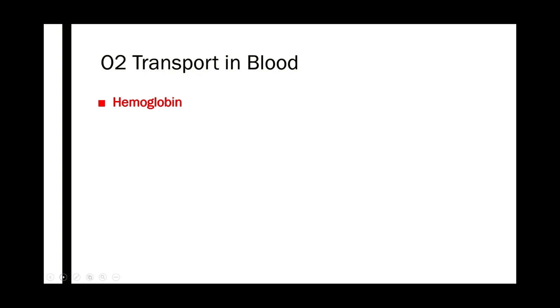Okay, so oxygen is transported in the blood, should be no surprise to everybody, as hemoglobin. Remember, there's hemoglobin F that you have in utero, and then I think when you're around 2 years old, that's completely gone. And then the majority of hemoglobin as an adult is, I believe, A1. There's also hemoglobin A2, but I think A1 is the most common.